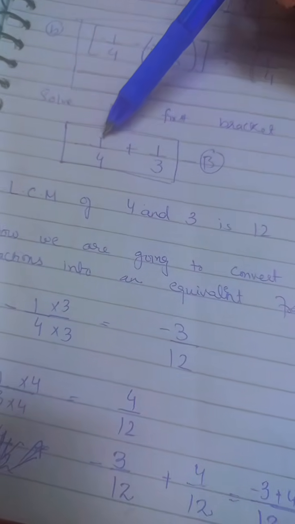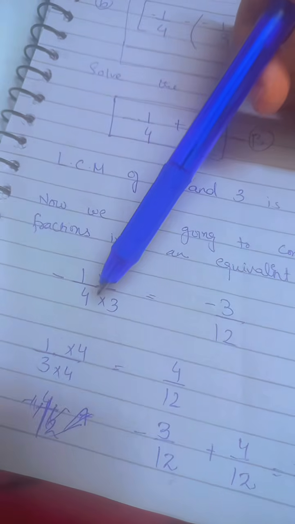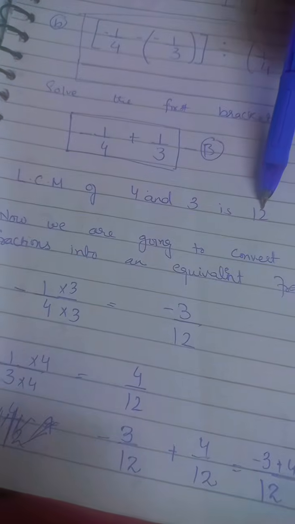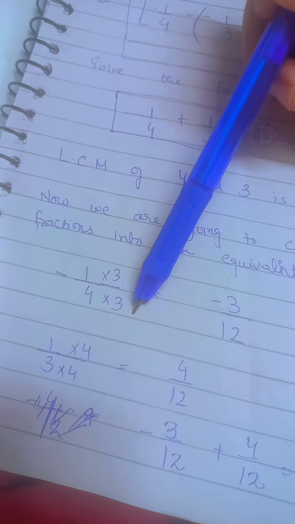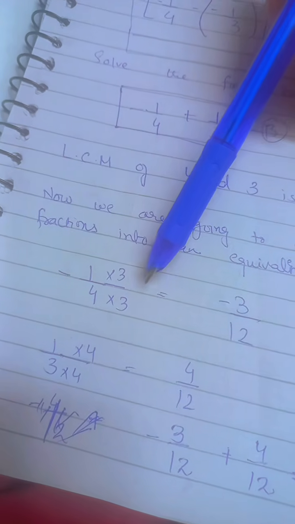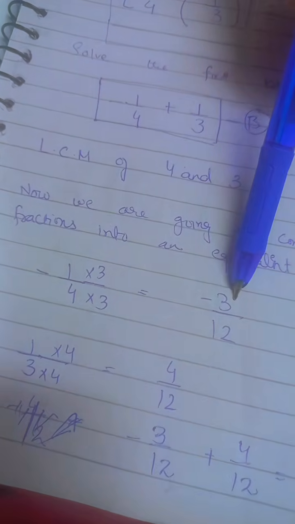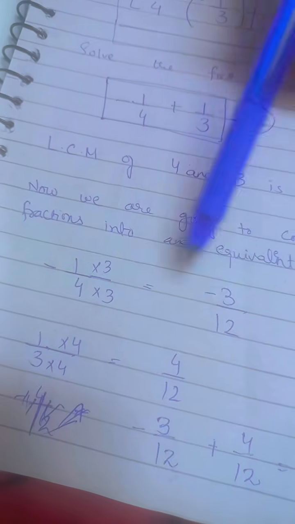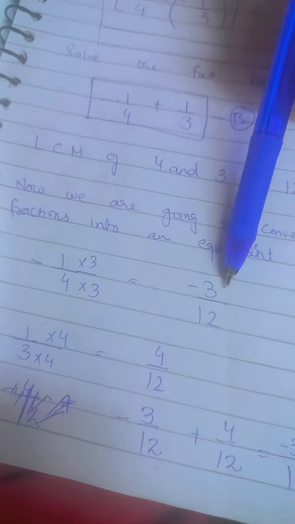Now we will convert minus 1 by 4 into its equivalent fraction. How will we do that? We will find the number with which we multiply and get the answer 12, which is the LCM. So we know that 4 multiplied by 3 is 12, so we will multiply 3 with the denominator as well as with the numerator. By multiplying 3 with 1, we will get minus 3. 4 3s are 12. This negative sign will come as it is. So the equivalent fraction of minus 1 by 4 will be minus 3 by 12, and then we will solve.